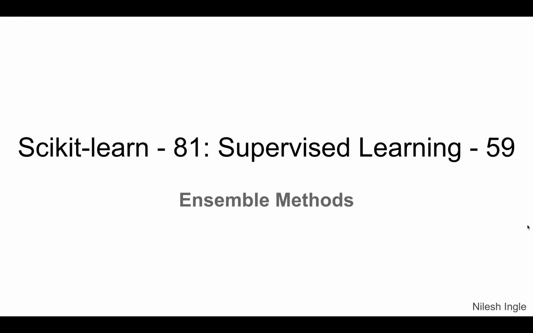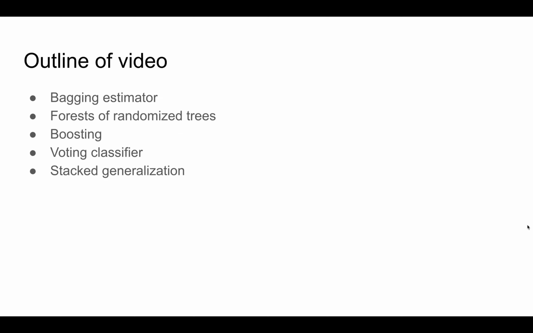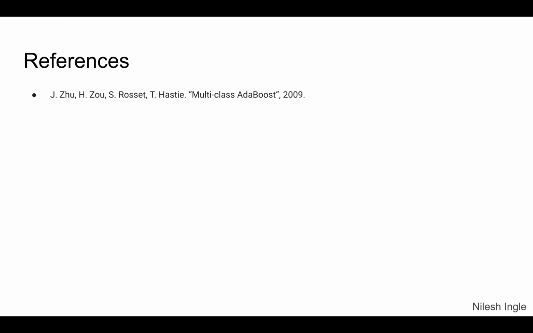I'm Nilesh, and in this video we'll talk about the intuition behind different types of ensemble methods that are available in Scikit-learn. We look at the bagging estimator, forests of randomized trees, boosting, voting classifier, and stacked generalization. And this is one reference that I've listed here, which is on multi-class AdaBoost.